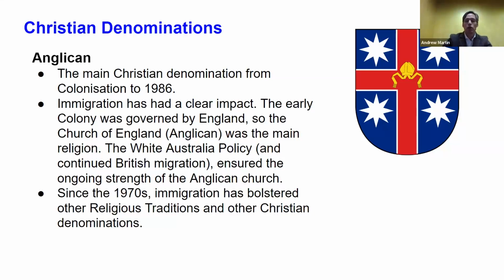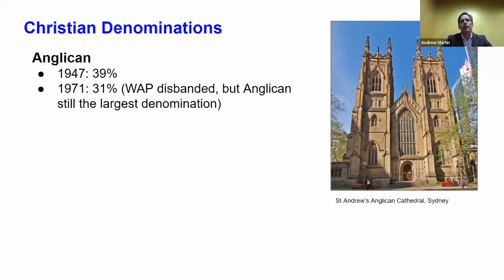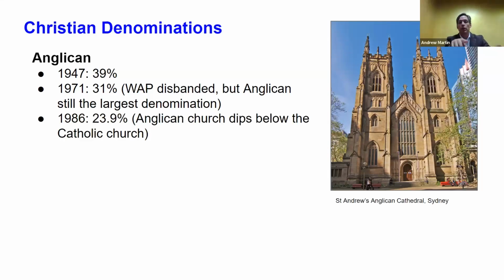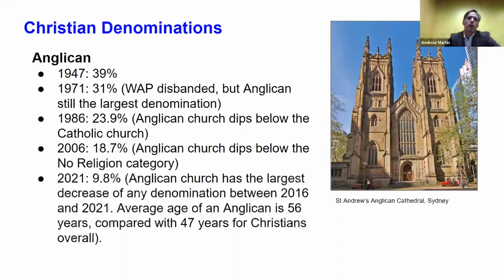So other religious traditions and other Christian denominations have been growing. So in 1947, Anglicanism was the largest of the denominations within Christianity at 39%. Through to 1971, so we've got now the White Australia policy being abandoned, disbanded, discontinued, but Anglicanism is still the largest of all of the Christian denominations. That swaps in 1986, the Catholic Church becomes larger. In 2006, Anglicanism, you can see those numbers just getting less and less and less. In 2006, the Anglican Church dips below the no religion category. So no religion is on the rise. Meanwhile, we'll talk more about that later, and it overtakes Anglicanism in 2006.